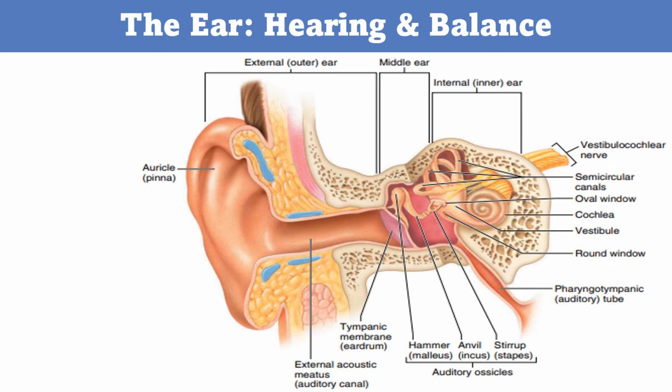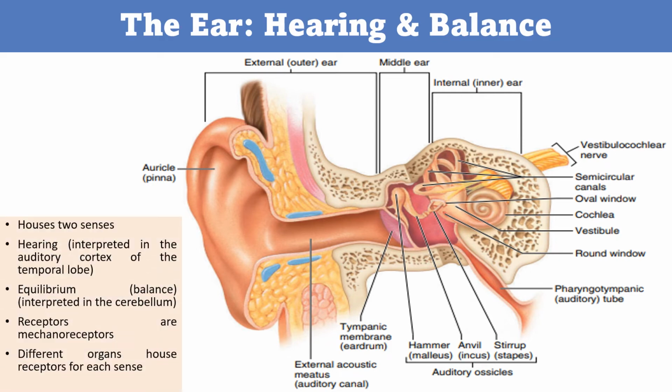Moving on to the ear, hearing and balance. The ear houses two senses: hearing, interpreted in the auditory cortex of the temporal lobe, and equilibrium, or balance, interpreted in the cerebellum. Receptors in the ear are mechanoreceptors, and different organs house the receptors for each sense.